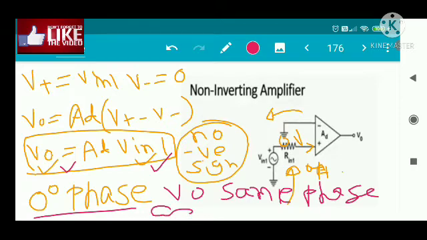as V in 1. Okay, so there is no phase difference between these two. So this is all about the non-inverting amplifier.